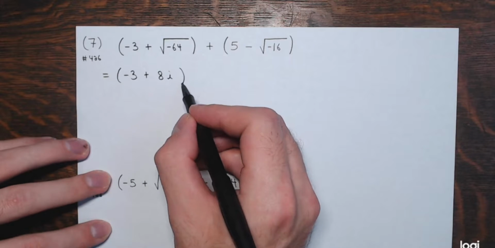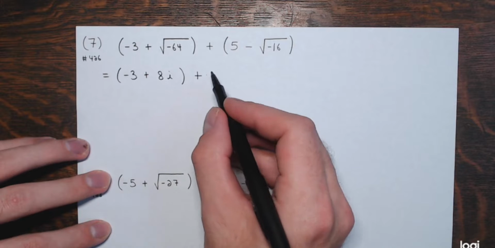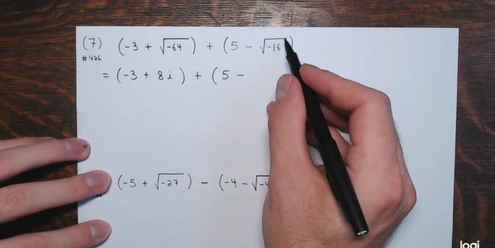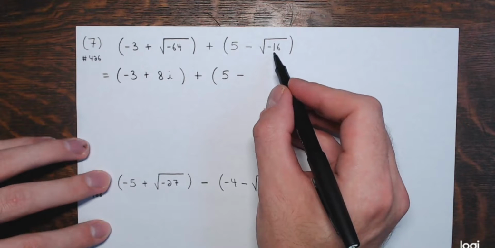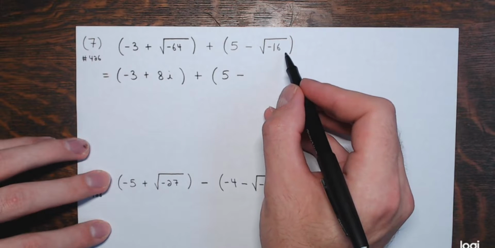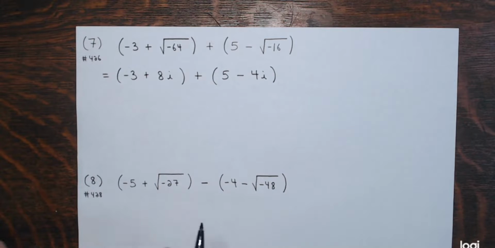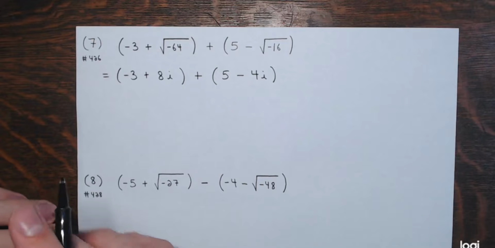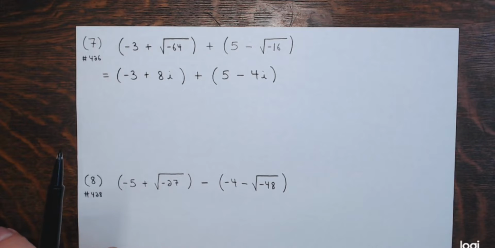So that's that number rewritten with the imaginary unit i, plus, and then this number we have, 5, that's real, minus the square root of negative 16, which is imaginary. I'm going to rewrite that as the square root of positive 16 times i. Well, that's 4 times i. Before I do any calculations at all, any square root of a negative I'm going to automatically rewrite using the imaginary unit i.